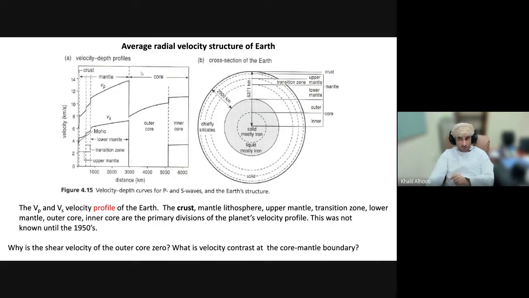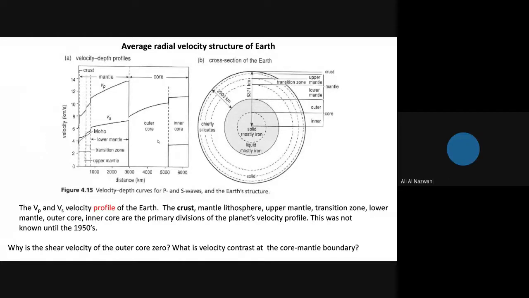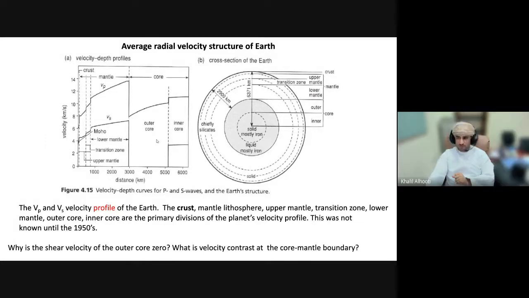Within the outer core, we observe something very interesting. We observe that the velocity decreases a lot. And the S wave velocity becomes how much? What is the S wave velocity in the outer core? What do you think? Zero. It's zero. Yes, that's true. And the reason is that, who can tell me what's the reason?